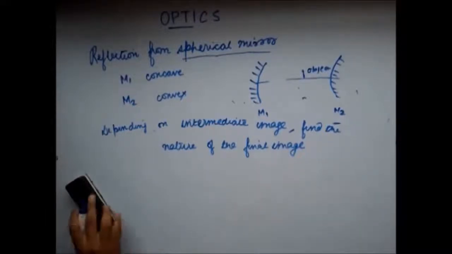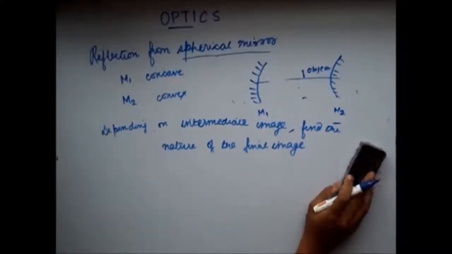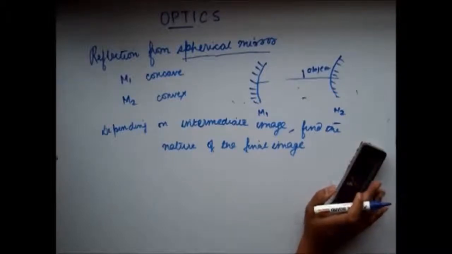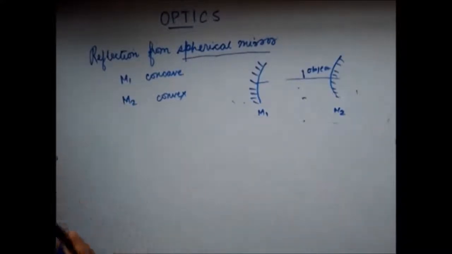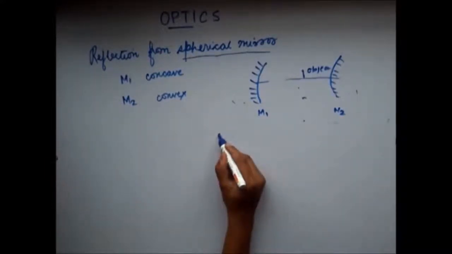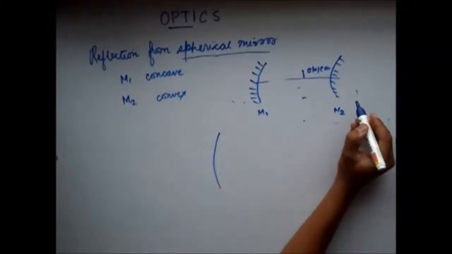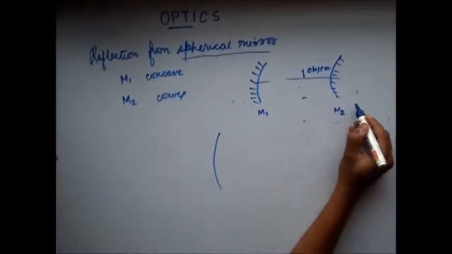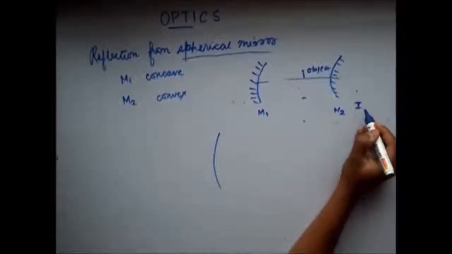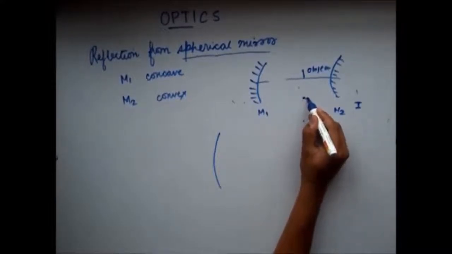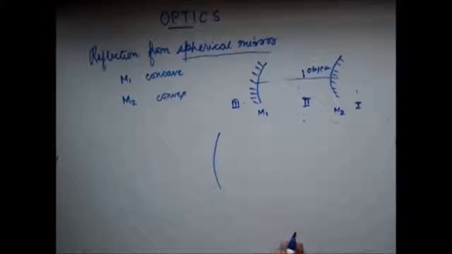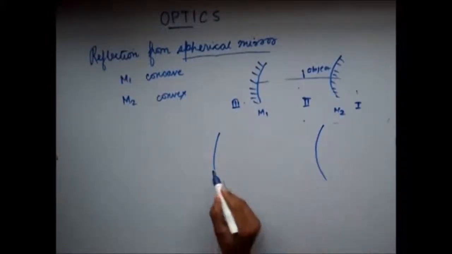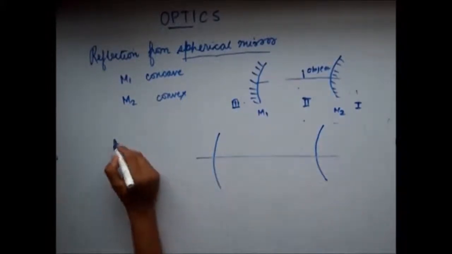Okay, so let's do that. You can try this question on your own, but I would suggest that you see the solution so that the concept of sign convention becomes clearer. So let's take the first case as when the intermediate image lies here, the second case when the intermediate image lies here, and the third case when the intermediate image lies here. So let's take one by one. Case 1.